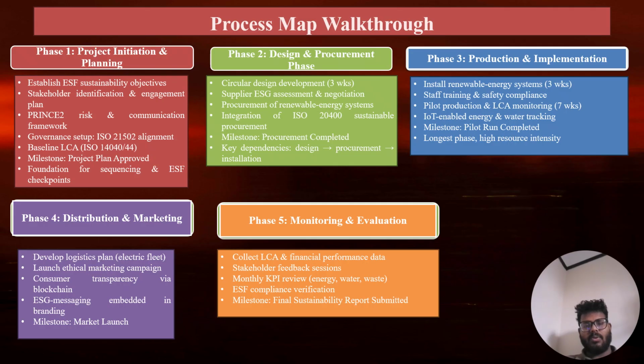Talking about phase 4, distribution and marketing prepares EcoThread for market entry. A sustainable logistics plan using electric vehicles is developed, and an ethical marketing campaign communicates the project's circularity and fair labor credentials. Blockchain traceability enhances consumer confidence by verifying fiber origin and recycling routes. The phase concludes with the market launch milestone.